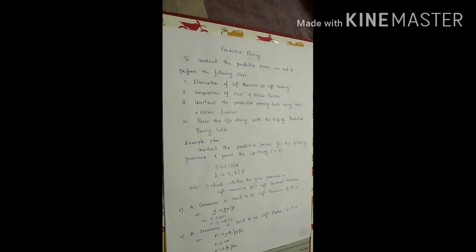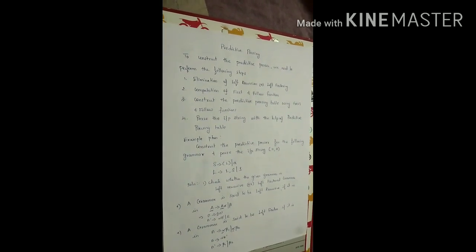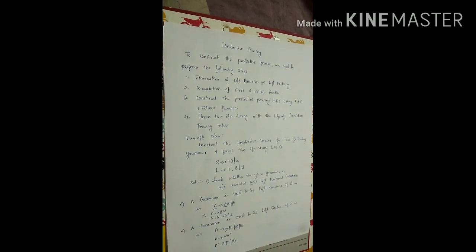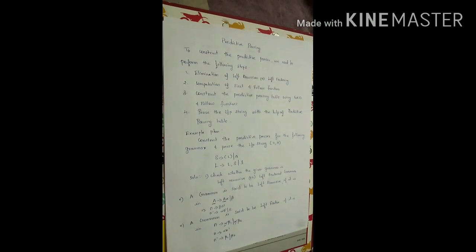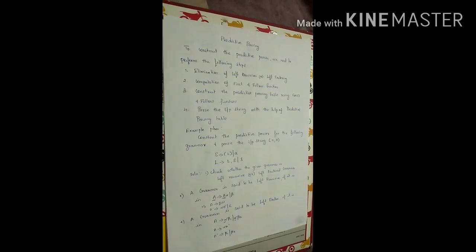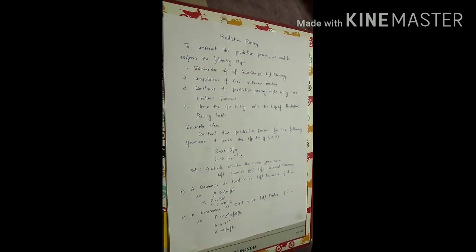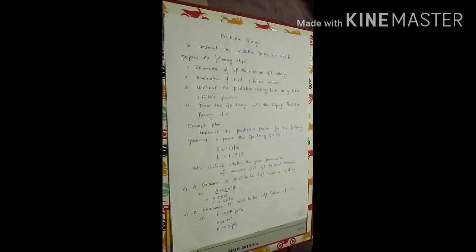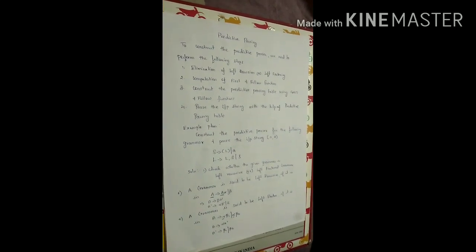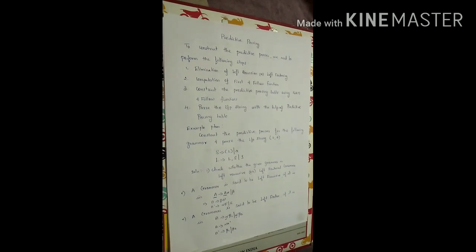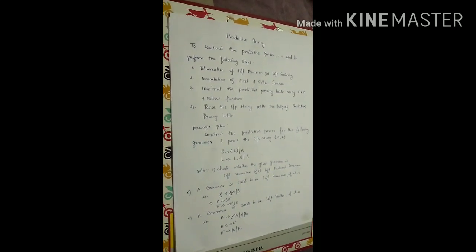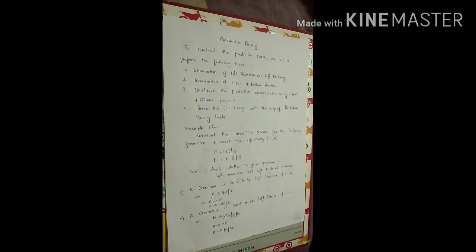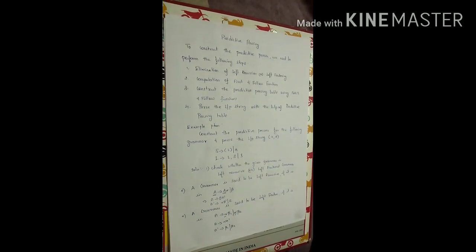Next I want to tell you about the data structures used by the LL(1) parser. They are: first, the input buffer; second, the stack; and third, the parsing table. The input buffer is used to store the input string. The stack is used to hold the grammar symbols.